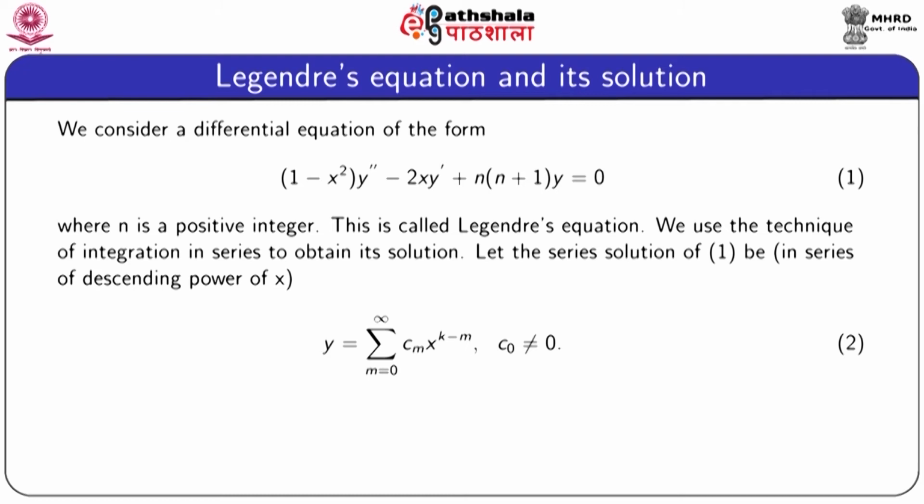Let the series solution of this Legendre equation be of the form y equal to summation m equal to 0 to infinity C_m x to the power k minus m, where C0 not equal to 0. What we do now is we substitute this solution in Legendre's equation. That means we find the first derivative dy/dx and the second derivative d2y/dx squared, and put those values in this differential equation.